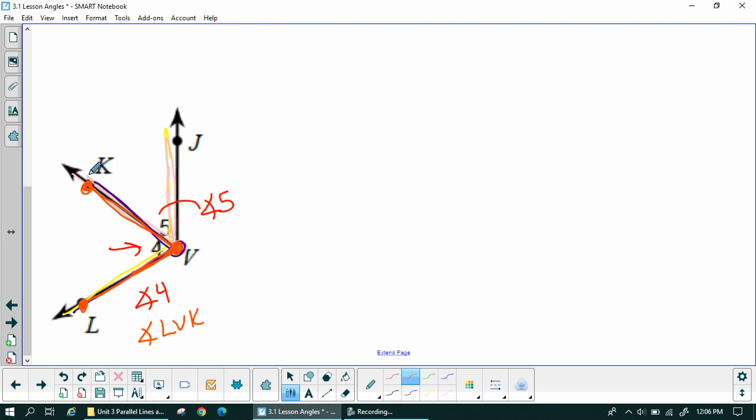And if you decided to go the other way, you could call it angle KVL. Either way, if we were to read this name, it would tell us how to trace that angle, and we would know that we're talking about that one.